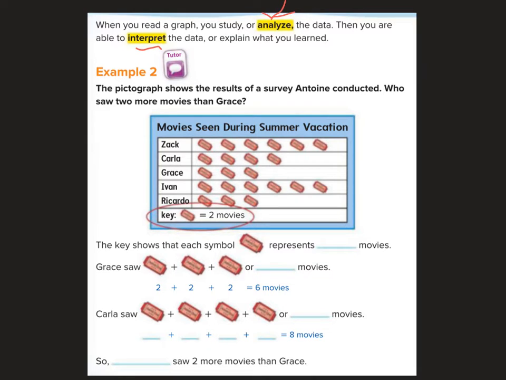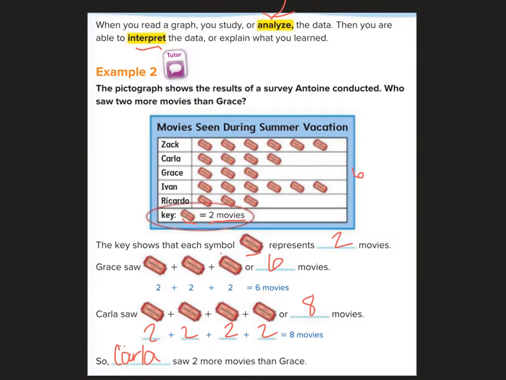So here it is circled. Okay, each ticket means 2 movies. So Grace watched 6 movies. Okay, I better follow the rules down here. The key shows each symbol ticket represents 2 movies. Grace saw 2, 4, 6 movies. Carla saw 2, 4, 6, 8 movies, because each one is adding 2 to make 8 movies. So Carla saw 2 or more movies than Grace.